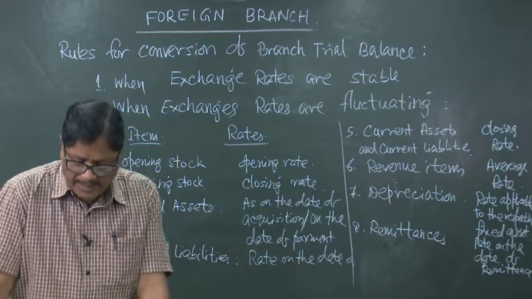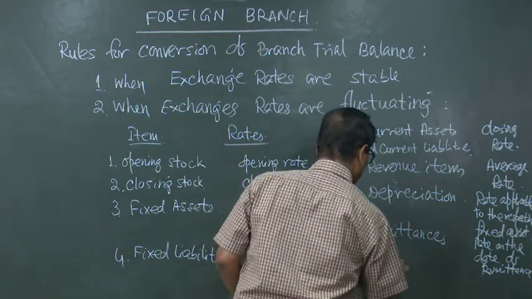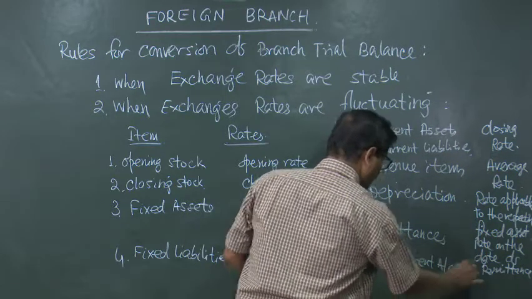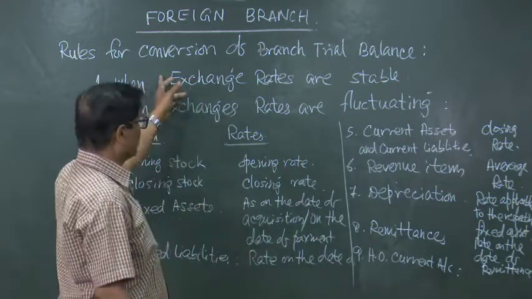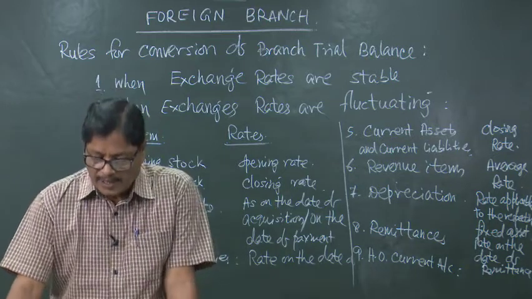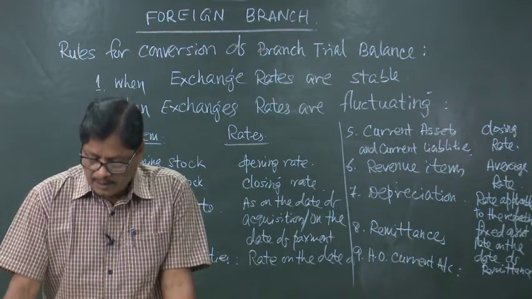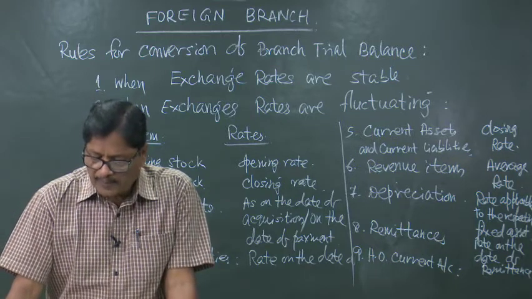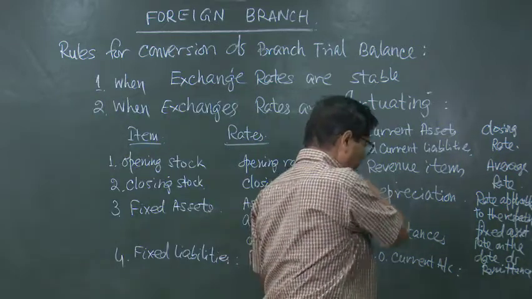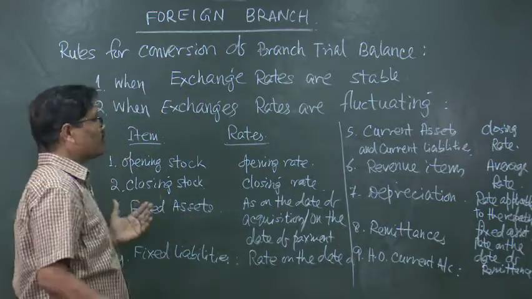Then head office current account. This will be the same as we discussed in the first situation, that is, head office current account will be at the actual figure, not rate, at actual figure at which it is shown for the branch account in the books of the head office. So, the same thing will operate here. So, these are the different exchange rates at which we have to convert.